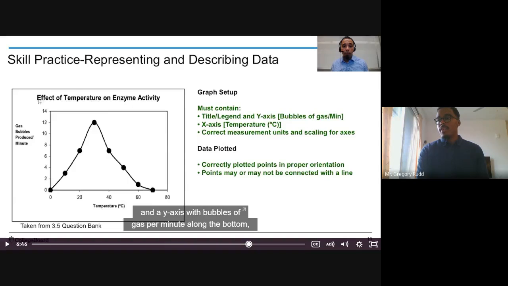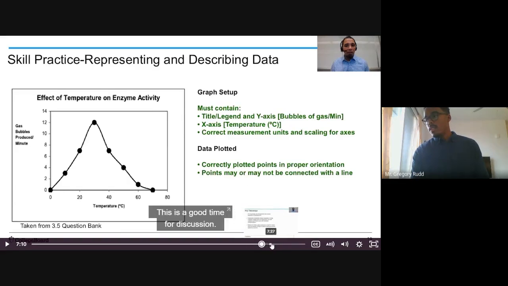I like the title, Effect of Temperature on Enzyme Activity. That could basically be your template title in all of these graphs: the effect of whatever you put on your x-axis on whatever you put on your y-axis. There's your title. All right. And I like this point that they make at the bottom. It says that the points may or may not be connected with the line. You don't have to do that, but it's a good idea.